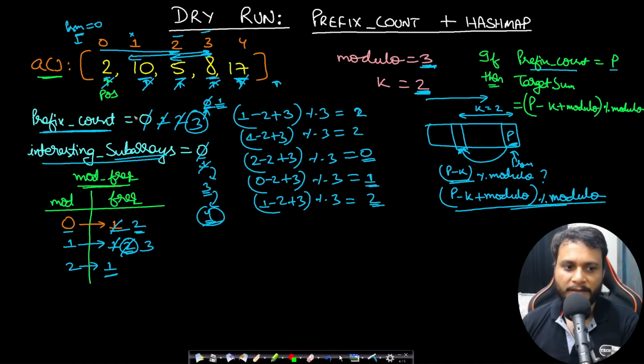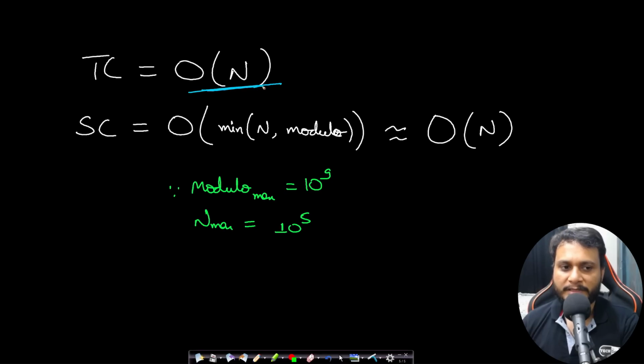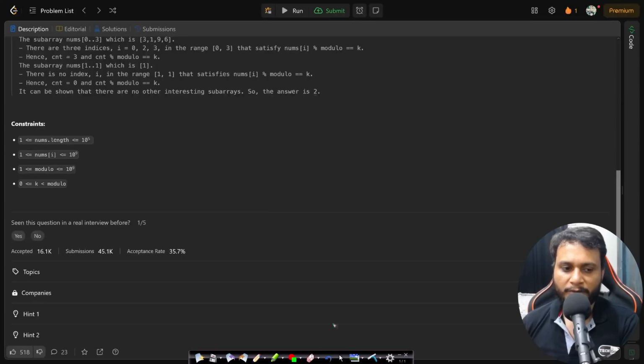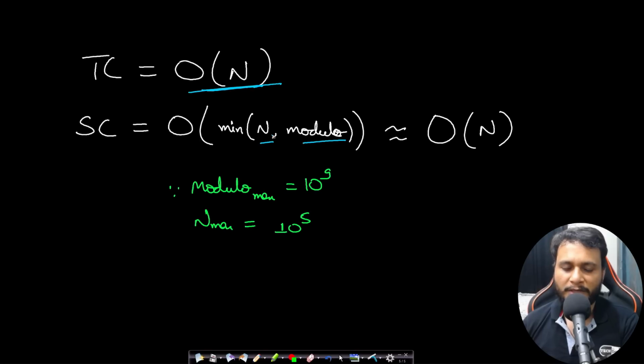Now if you look at it, we have taken extra space, which is the hash map, which can be considered order of n. And we are just parsing the array exactly 1 time. So order of n for that. So time complexity order of n, space complexity can be said to be minimum of n comma modulo, but you know that the modulo value is 10 to the power of 9 and the n value is maximum 10 to the power of 5. So even if you end up answering order of n, it will be absolutely fine. No need to say the detailed minimum n comma modulo, right? Because n max is way smaller than your modulo max. So I hope this is clear. Let's now look at the code.